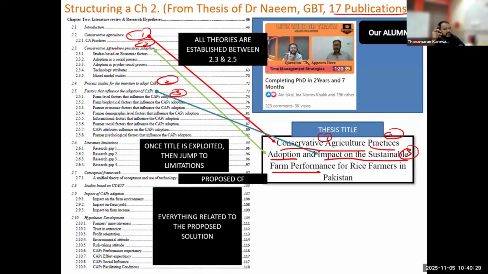Okay, very good. All right, so now the next part is the length. Can you guys tell me what is the length of Dr. Naeem's chapter 2? This is chapter 2, not the proposal. This is the full length chapter 2. What is the length of this chapter 2?